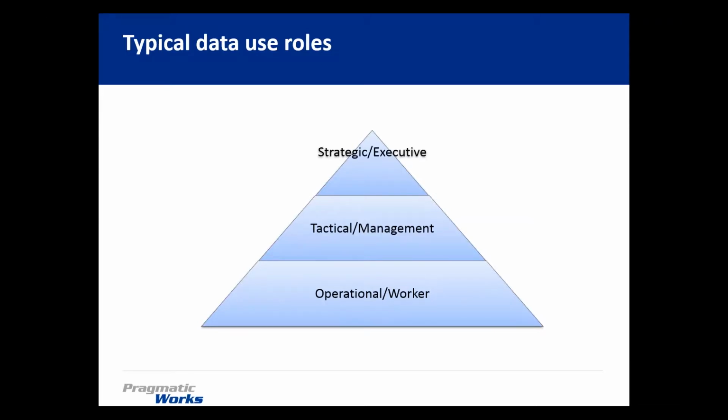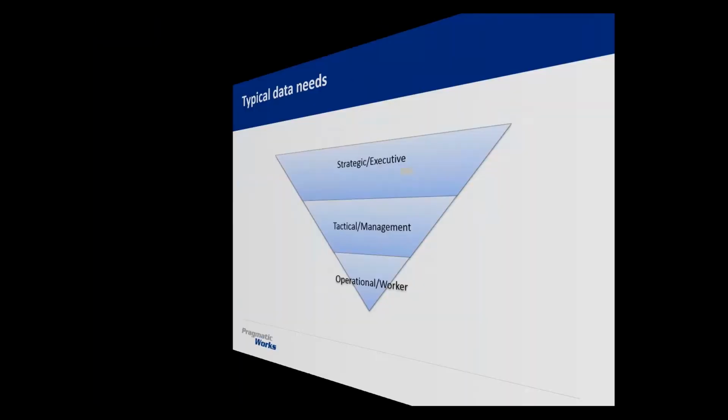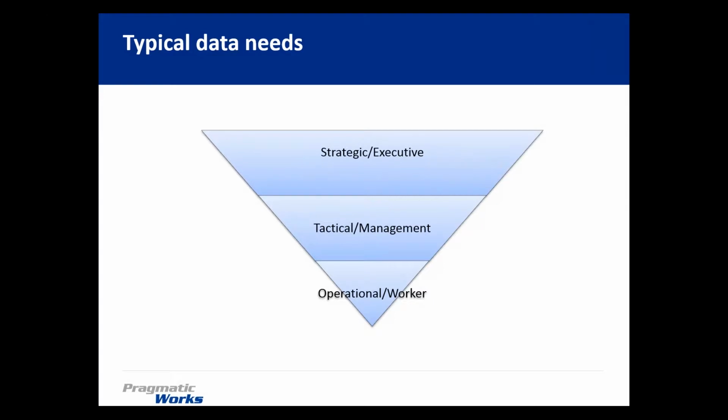Now, at the strategic executive level, you have people who are creating very, very little data. They're not really doing much at all. But the thing of it is that these strategic people, if you flip it around, they're using all the data. If they're doing a good job, they're getting all of it. It's all being aggregated. It's all being summarized so that they can make strategic decisions about how to move forward with the company.